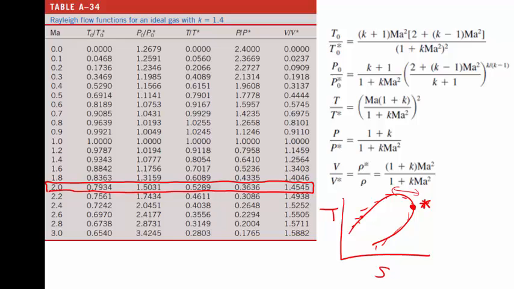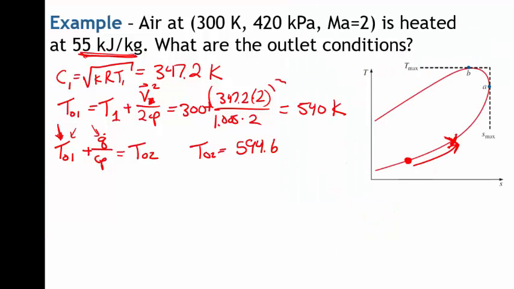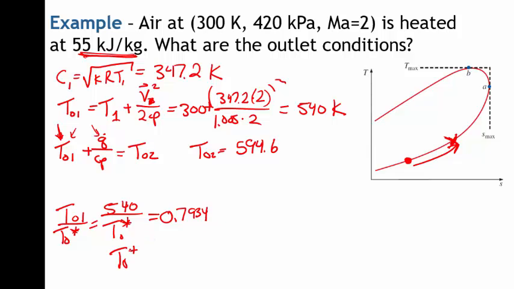So let's go ahead and just go back and do that math there. Stagnation temperature T01 over T0 star. And that was, well, we found 540 up top. That was my inlet stagnation temperature. I'm solving for what is T star. And from the table at Mach 2, I saw that was 0.7934. So that was from the table. And now what I can do is solve this equation for T naught star. So T naught star is then going to be equal to 680.5. And the reason is this is this constant value.